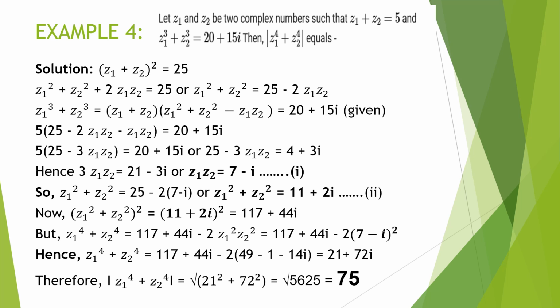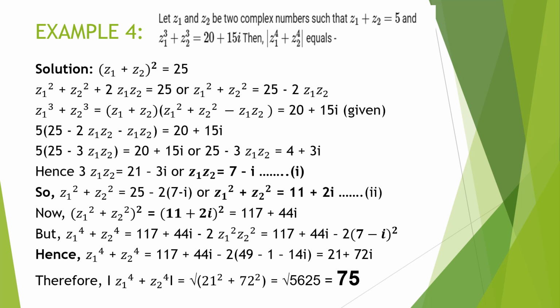This value we are going to use to simplify z1 raised to 4 plus z2 raised to 4. For obtaining that, what is z1 square plus z2 square now? We have just seen in the starting that z1 square plus z2 square is 25 minus 2 into z1 z2. Putting the values, this is equal to 11 plus 2i.